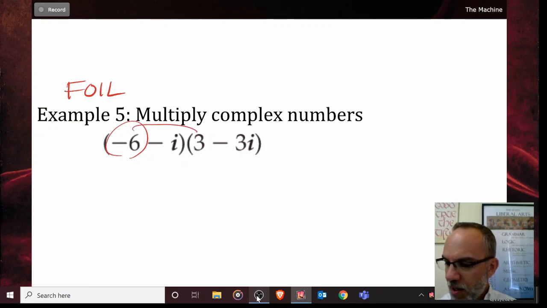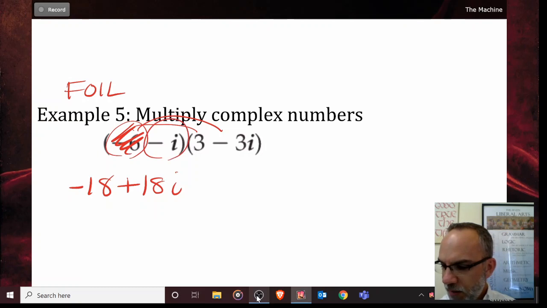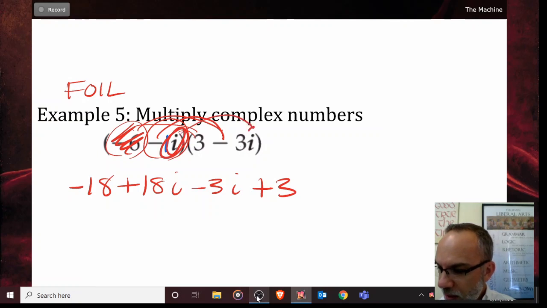Negative 6 times 3, negative 18. Negative 6 times negative 3i, positive 18i. And now I'm done with the 6. Now a negative i times a 3, negative 3i. And then a negative times a negative is a positive. The coefficient on the i is a 1. A 1 times a 3 is a 3. But then don't forget this one. Look, look, look. i times i squared.